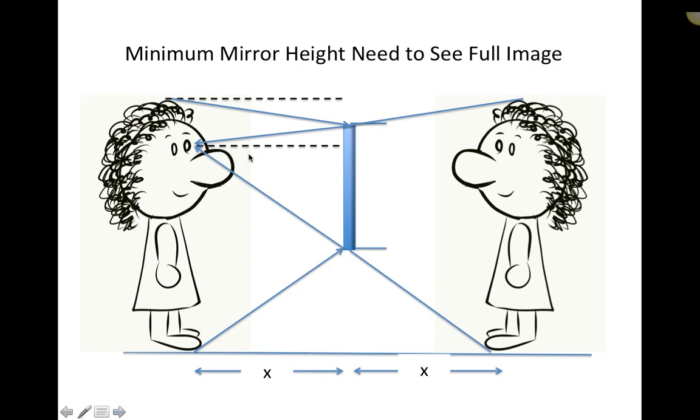Hopefully this helps with understanding why the minimum mirror height needed to see a full image is exactly half the height of the person who's looking in the mirror.